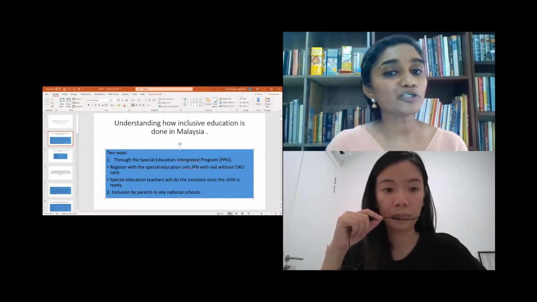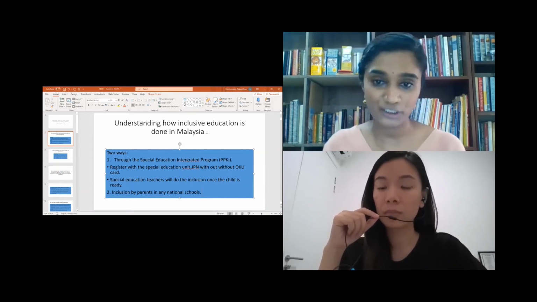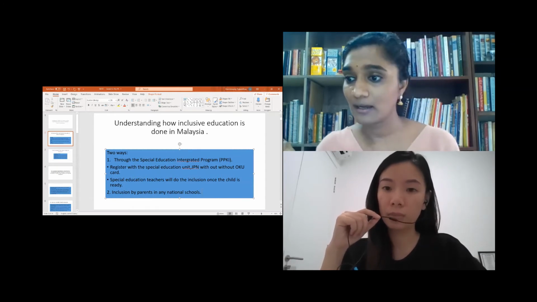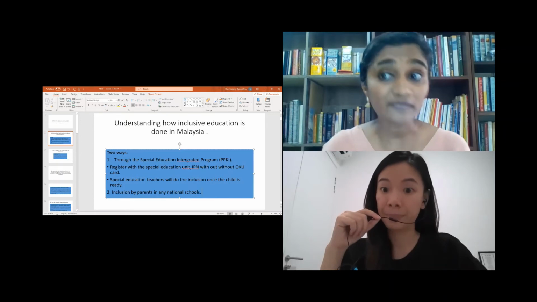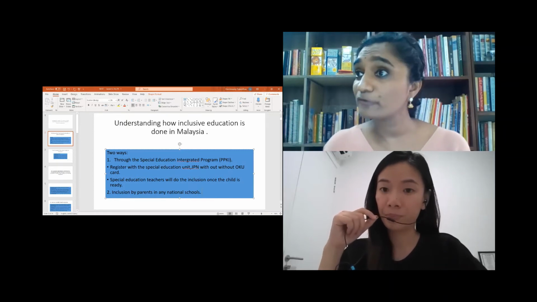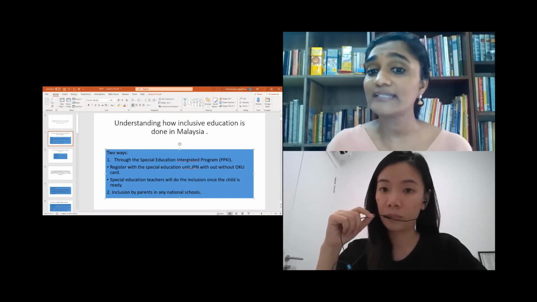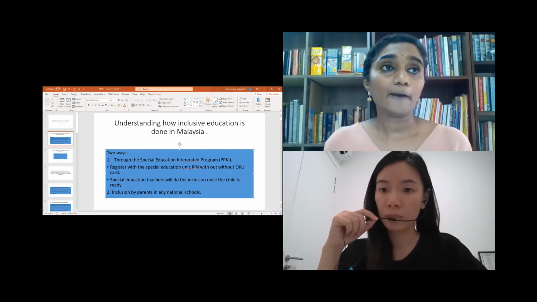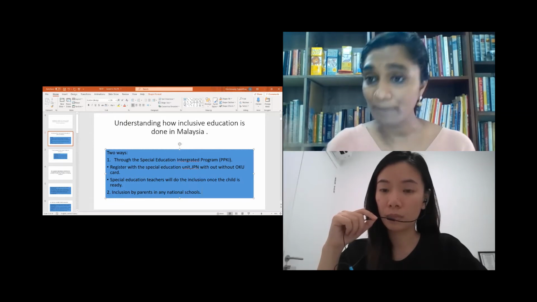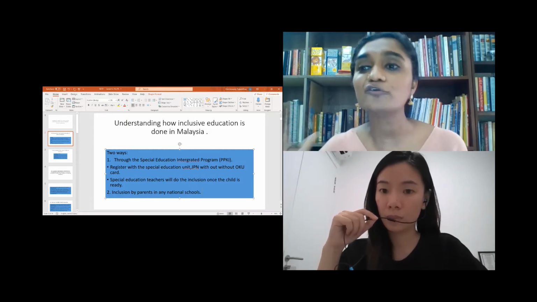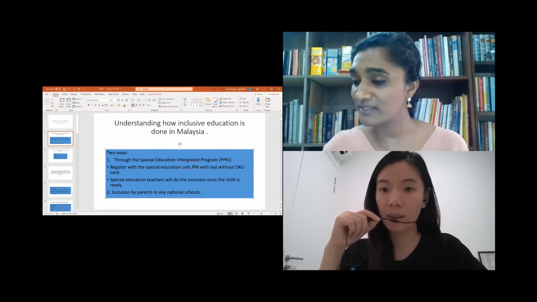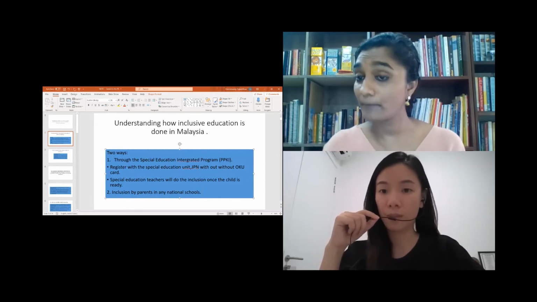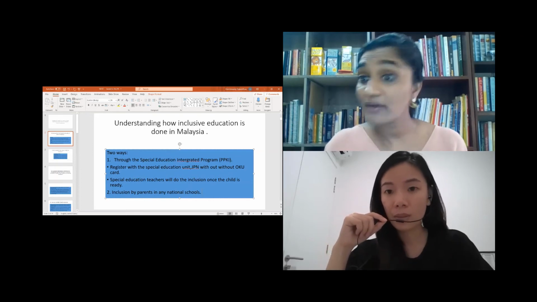Secondly is inclusion by parents in any national schools. So what I mean is parents initiate the inclusion effort. Parents put in for the effort. And we must also understand this, that all the national schools are inclusive schools, which means that children or parents have all the rights to decide which school to send their children to. So parents have all the rights to decide on that.